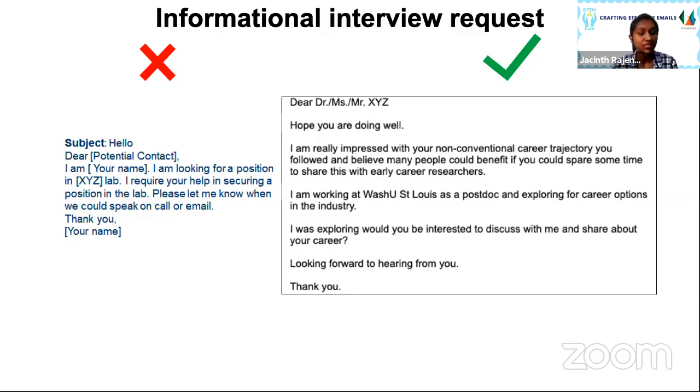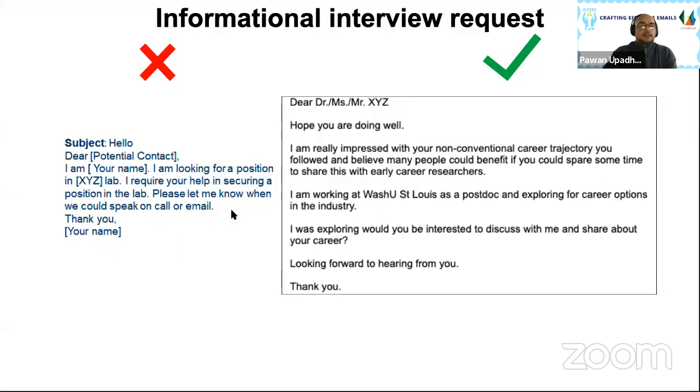Why this is important is because this will add a bit of personalization to your request, which will make your request stand out amongst the many emails that they receive. After you set this tone, then you can end the email by politely requesting if they would be interested in discussing with you further. So this is how you go about requesting an informational interview.